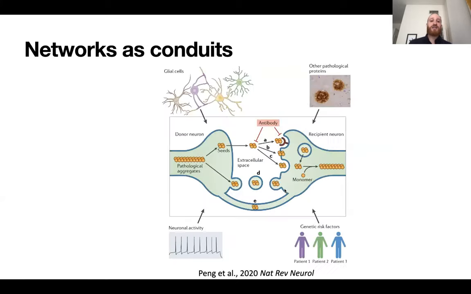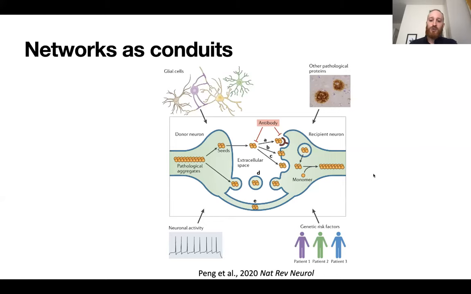It should be stated that through animal models, and this is very nicely reviewed by this paper by Peng and colleagues, they've basically shown that every aspect of this process of disease spread is biologically feasible. That doesn't mean that we know that this happens. In fact, we've never actually imaged or seen a pathological element traveling down an axon, landing at another neuron, and then starting an aggregation process. So we don't know it for sure.